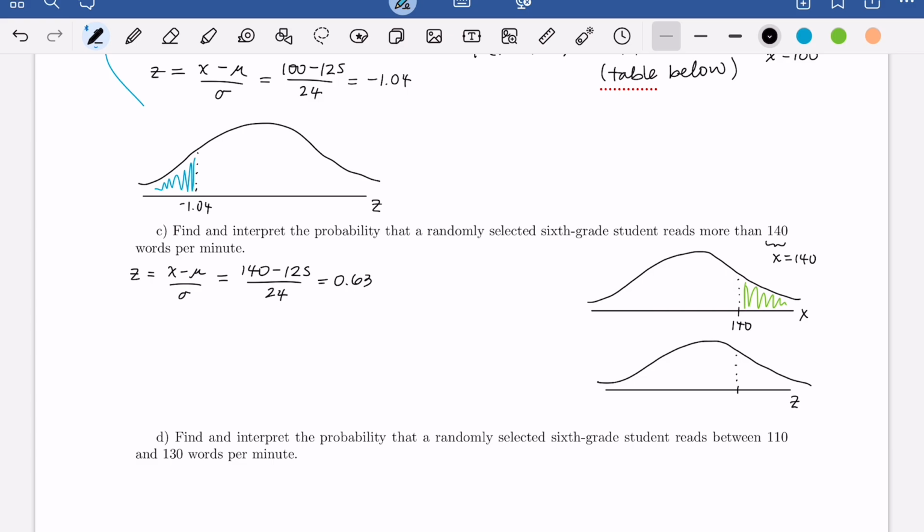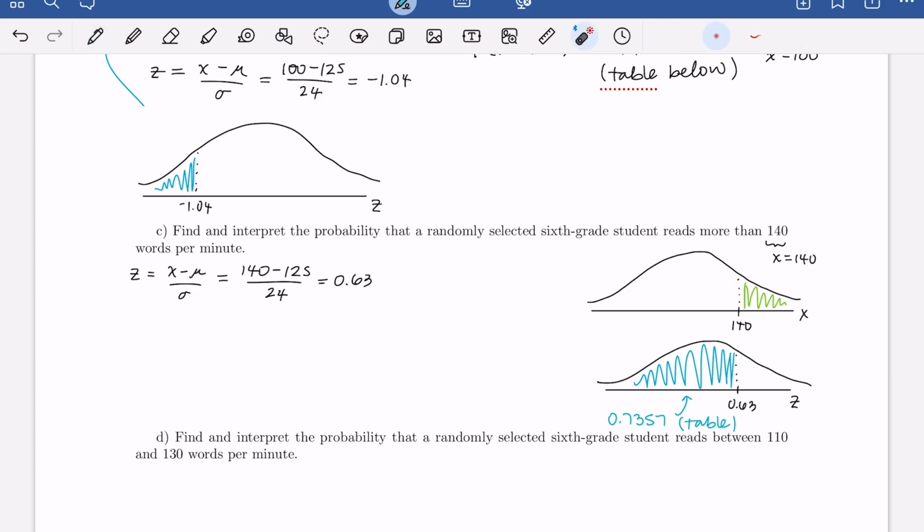A z-value corresponding to 0.63 is everything under the curve to the left of this 0.63. And we found that everything under the curve, this area, was given by the 0.7357 from the table. So this is 0.7357, which we found from the table below.